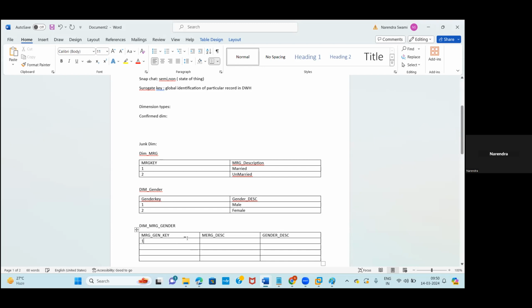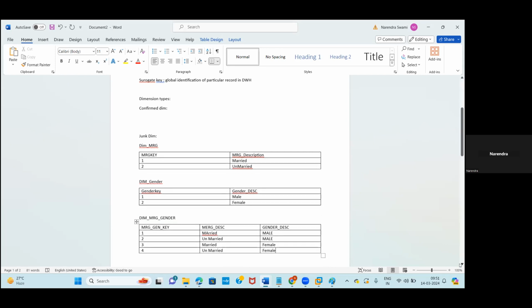Now the keys will be like this: one, the person can be married, and he is male. Then second, the employee can be unmarried, and he can be male. And also the other possibility, married and female. And one more record, unmarried female. Like this we have combined.